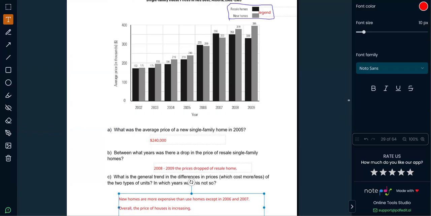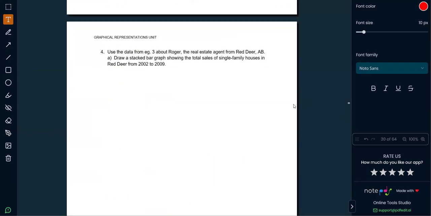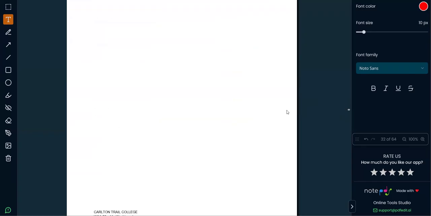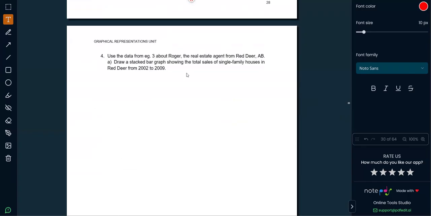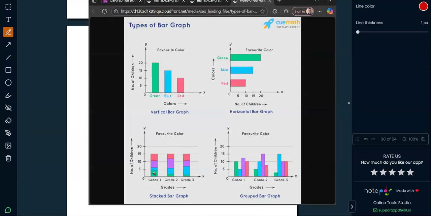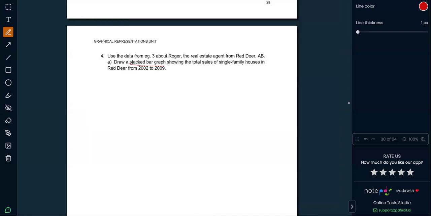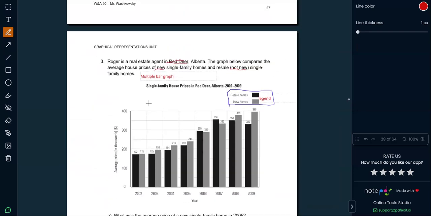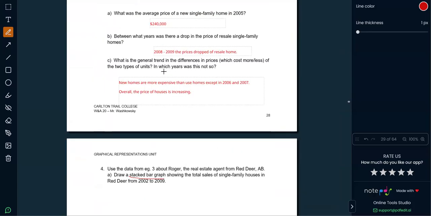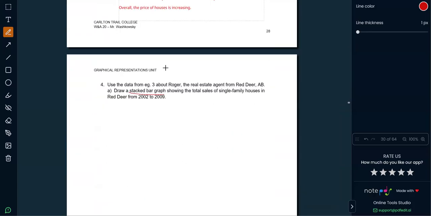So this here is an example of a grouped one. So now we're going to go into a stacked one here. I think this is the last one. Yes. So now we're going to go into a stacked bar graph. What's a stacked bar graph, Matthew? This one here. You can see how we've taken the green, blue, and red from grade 1 and we just piled it on top of each other. So we're going to do that. So we're going to use the data from question 3, this data, to make a stacked bar graph.